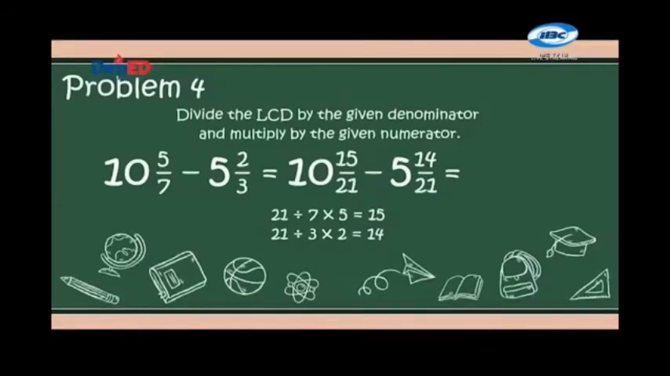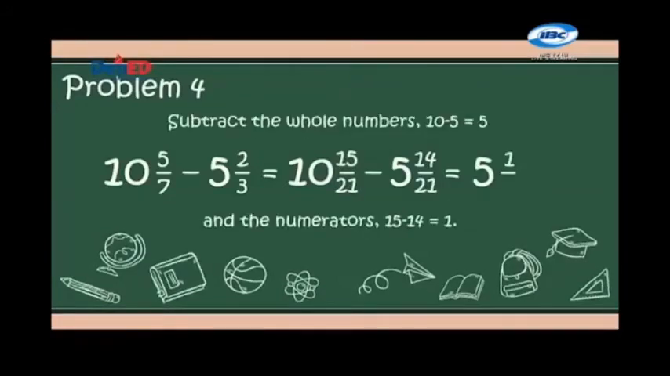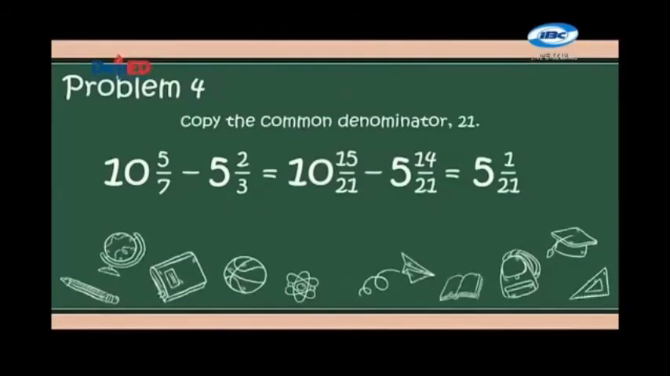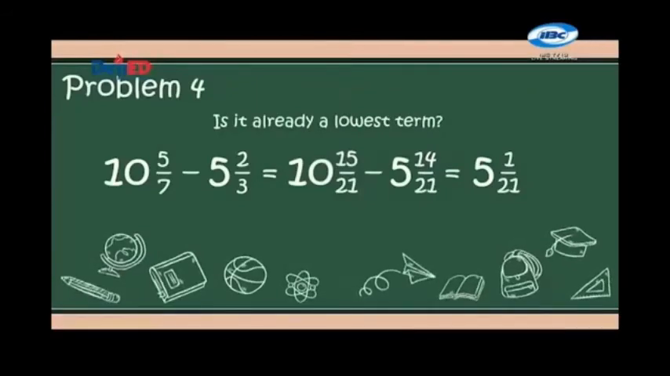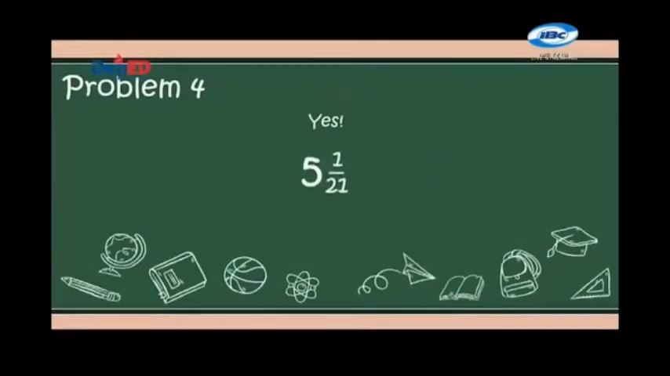We have 10 and 15 21sts minus 5 and 14 21sts. Subtract the whole numbers. 10 minus 5 equals 5. And the numerators, 15 minus 14 equals 1. Then, copy the common denominator 21. So, we have 5 and 1 21st. Is it already a lowest term? Definitely yes. Therefore, our final answer is 5 and 1 21st.